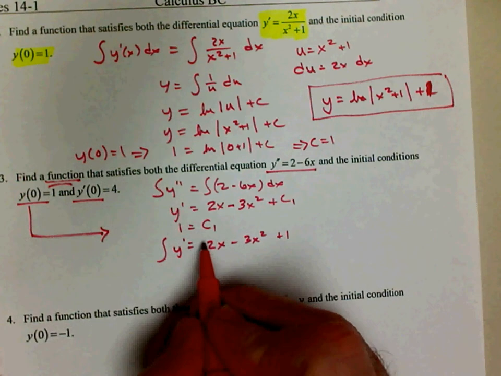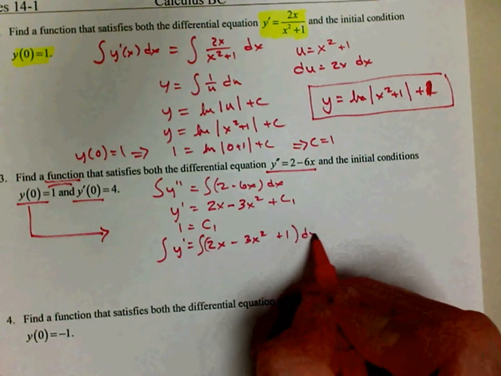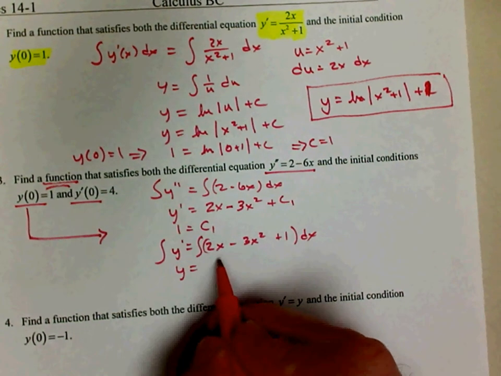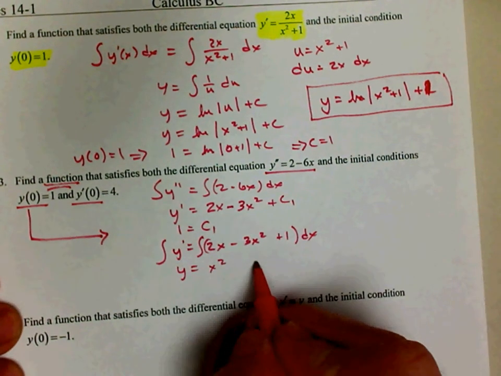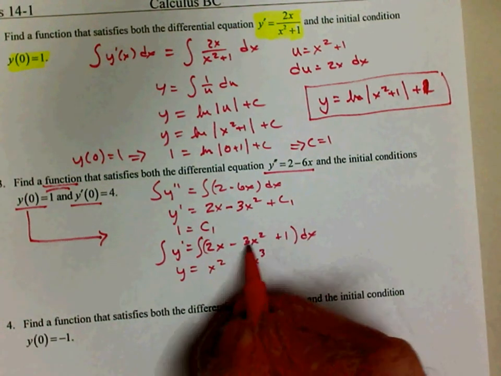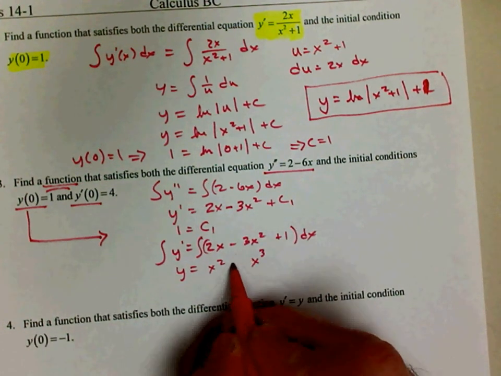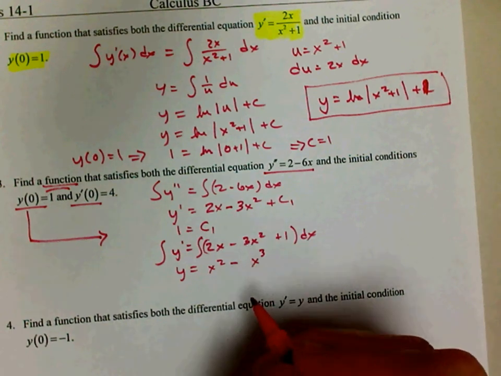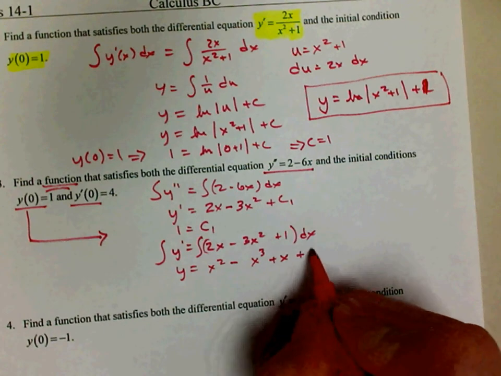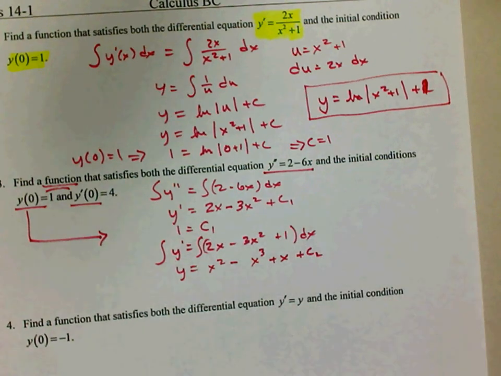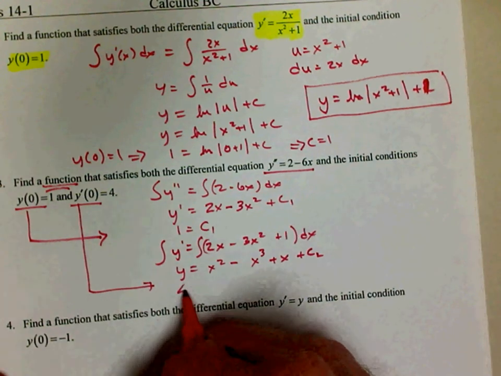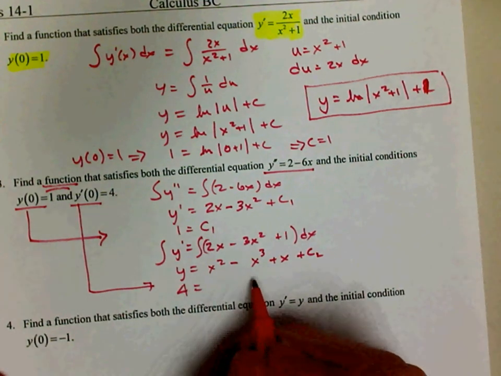This will give us y equals antiderivative of 2x, x squared. This will be x cubed multiplied by the reciprocal. That'll give us 1/3 of 3, which is 1. And then plus x plus our second constant, c2. This time, we'll use these initial conditions, which says 4 equals 0 minus 0 plus 0 plus c2, or c2 equals 4.